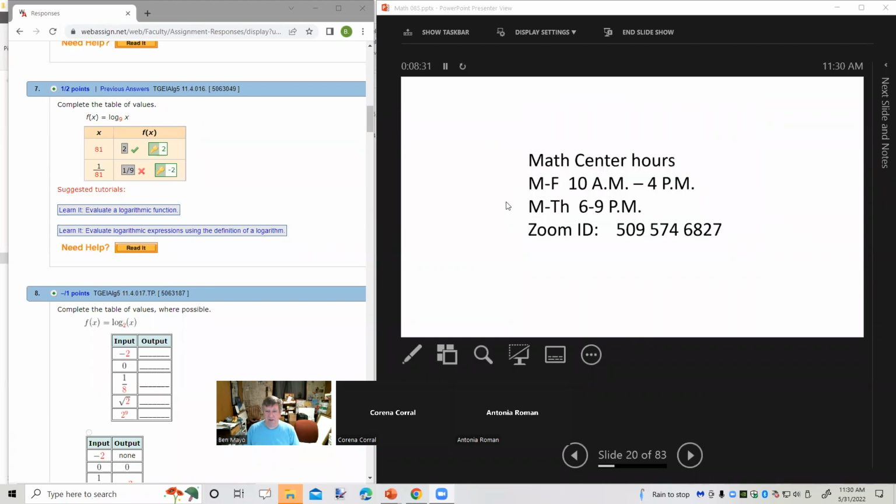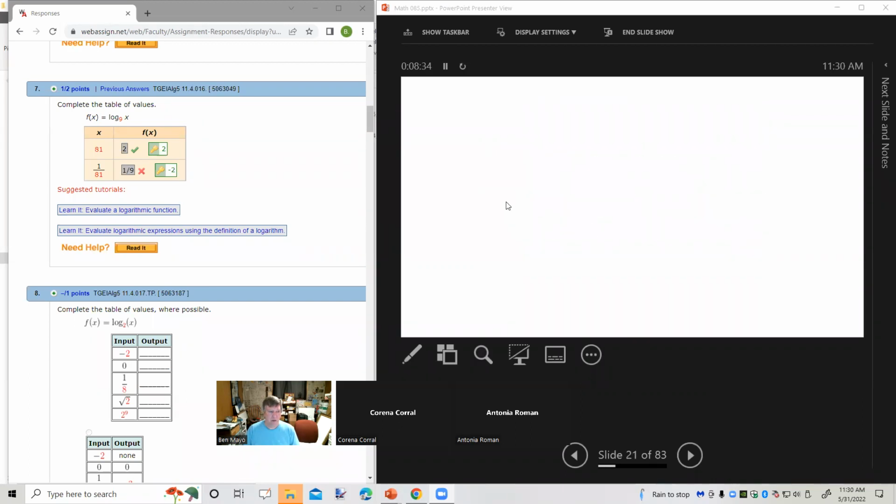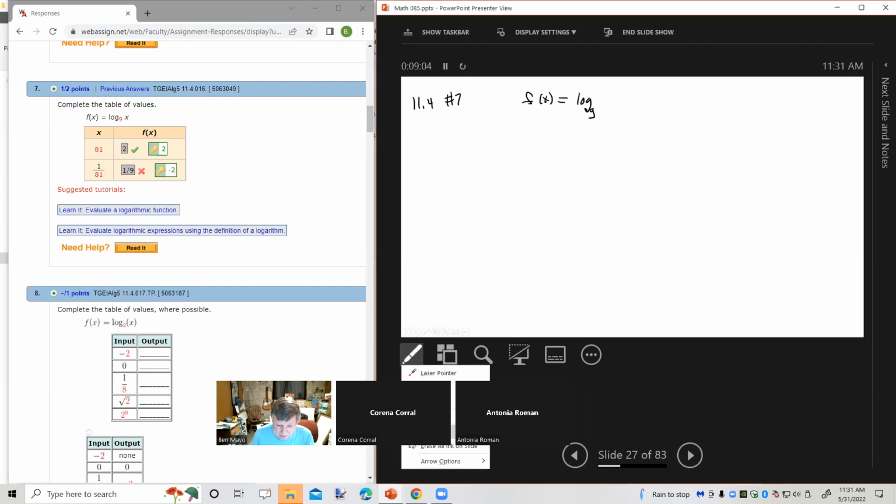All right, let's get started here with problem number 7. And this is from section 11.4, number 7. Complete the table of values. So if x is 81, what would f of x be? So if we have f of x equals log base 9, that's supposed to be a 9. That looks like a G, my bad.